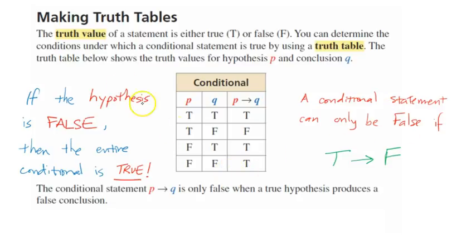So if you can remember these two guys right here: if the hypothesis is false, you can skip that and you know the whole statement's true. The only way to get a false conclusion for a conditional statement is if you have a true hypothesis pointing to a false conclusion.